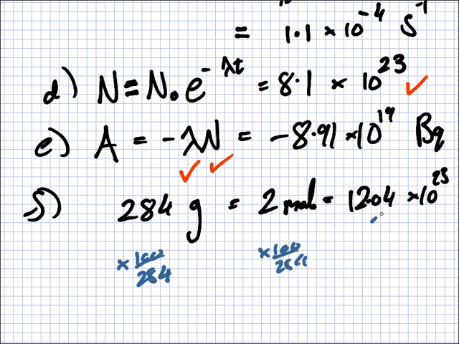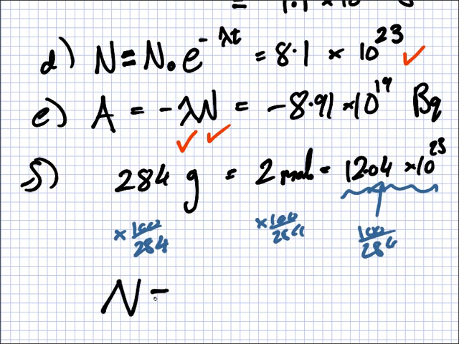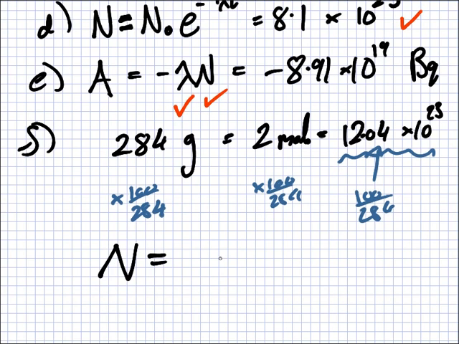Yeah, okay. So can somebody just multiply this by 100 over 284, just this one here? What do we get, please? Just 12.04 times 100 over 284. I shall tell you once I get the answer. What is it? 4.24 times 10 to the 20.